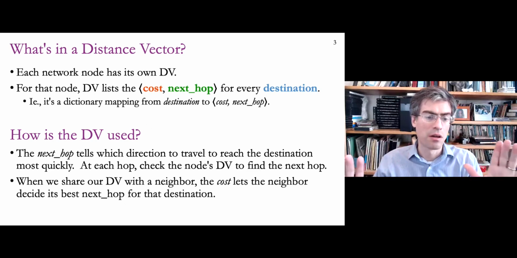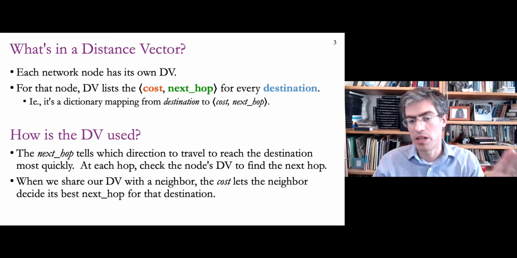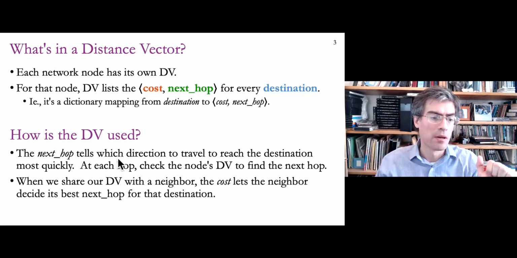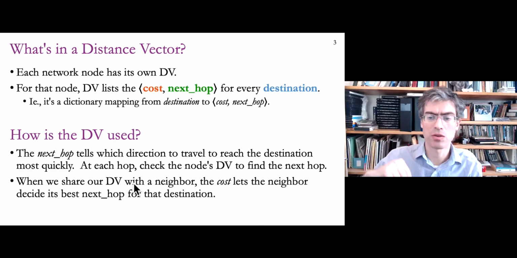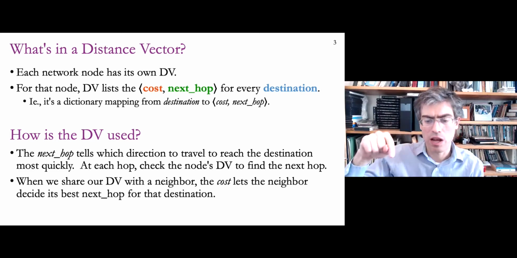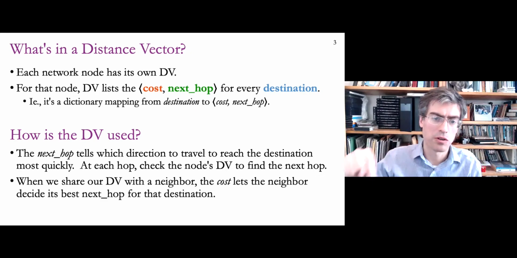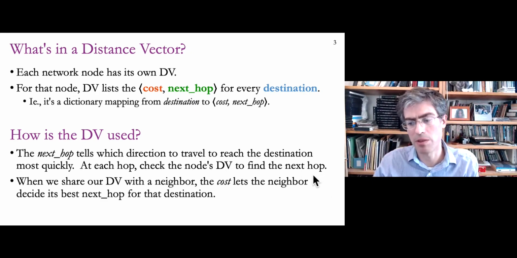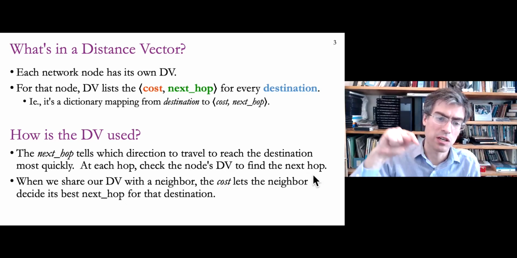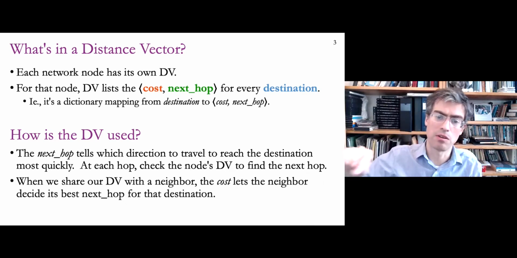Hopefully that's fairly clear. But we need to also understand how we use that distance vector and how we generate it in the first place. When we have this, of course, we can use it for routing. The next hop tells you which direction to travel to reach the final destination. If you're traveling from any source to any destination, whatever node you're currently at, you check that node's distance vector to get the next hop that tells you where to go next. So by checking the distance vectors as you move along, you can figure out where to go.